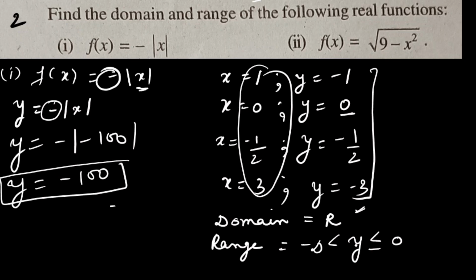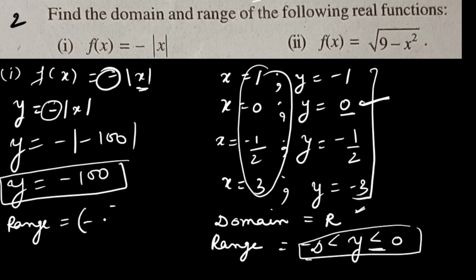So that means the range is less than or equal to 0. We are getting y equals 0, but it will not be greater than 0. It is always less than 0. So it is greater than negative infinity and less than or equal to 0. We can also write the range in the form of brackets: open bracket at negative infinity and closed bracket with 0. So both ways we can write. So we have written the domain and range of this function. Now let's do part second.